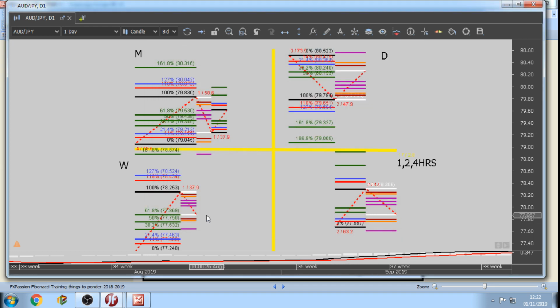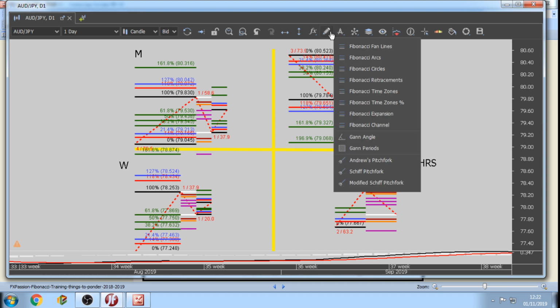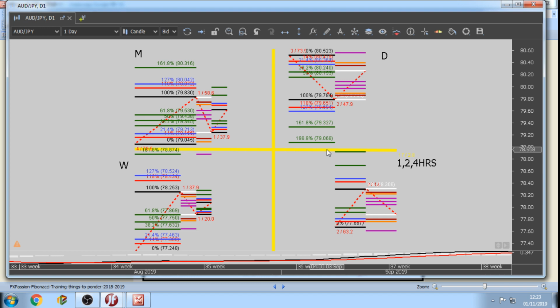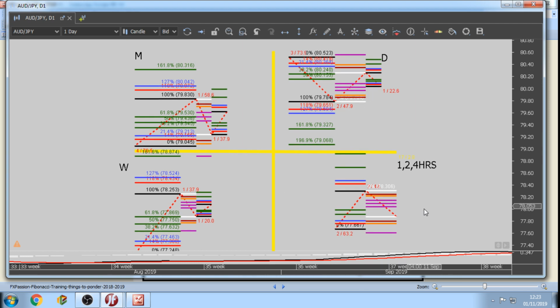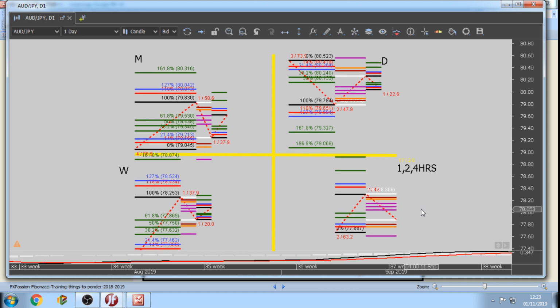And on the weekly chart, you are going to have a small tiny Fibonacci of the confirmation like this. On the daily, you are going to have a small Fibonacci of confirmation like this. And on the 1, 2 hours, you don't have a Fibonacci of the confirmation.